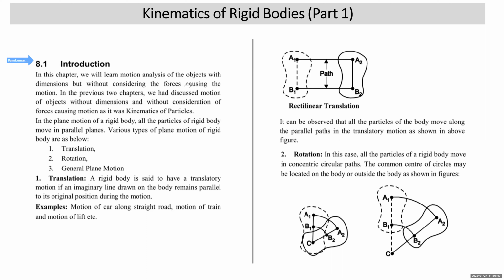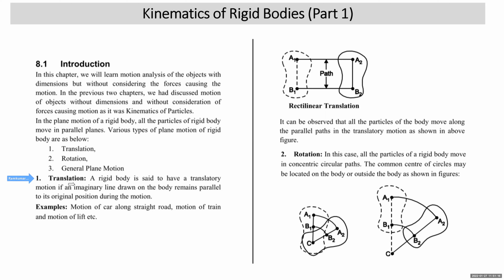In this chapter, the difference will be that the dimension of the object will come into consideration. So here we are going to consider the motion of objects with dimensions, but still without considering the forces causing the motion. Motion of rigid bodies is of three types: translation, rotation, and general plane motion. First, let us understand what is translation.